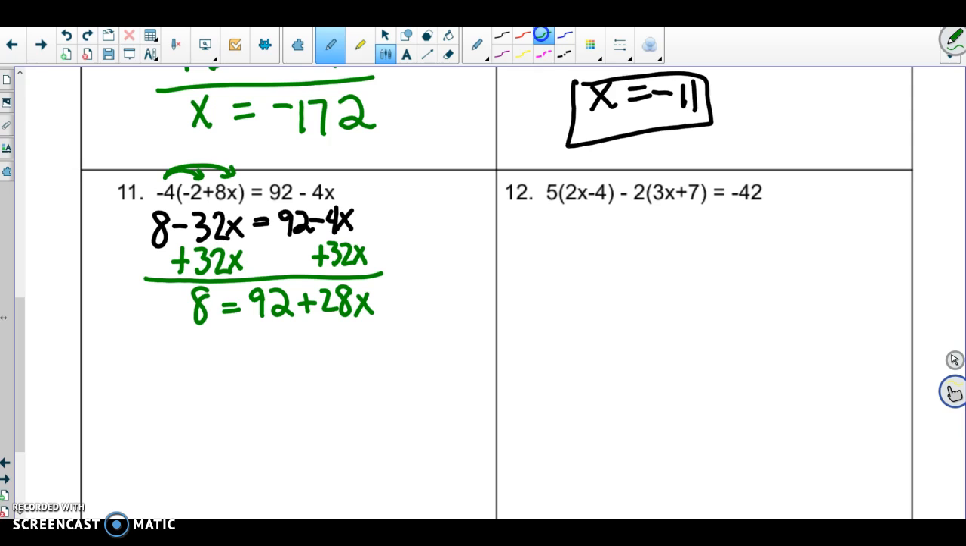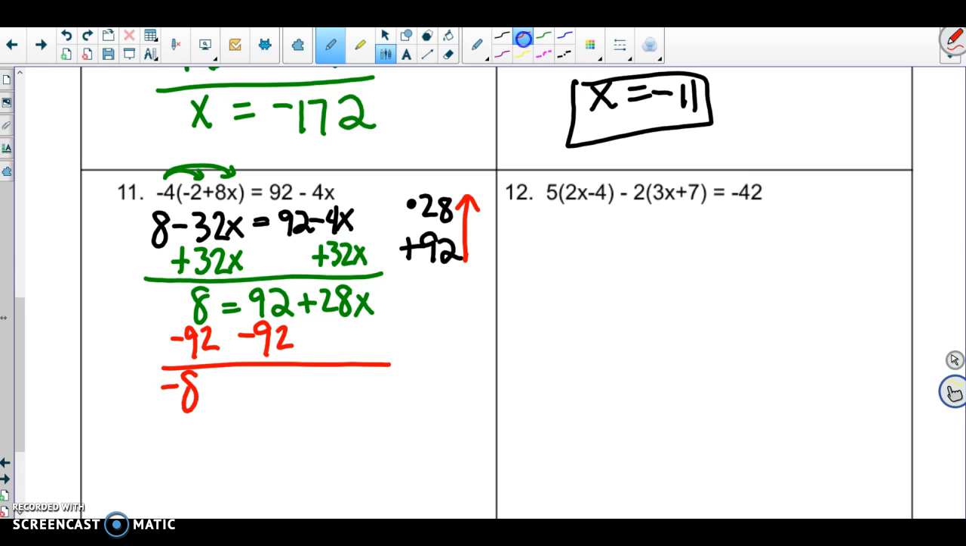So what is happening to x? Well, we're multiplying by 28, and then we're adding 92. So if I'm going to undo that, I need to work backwards. And so if I'm working backwards, I'm going to take care of the plus 92 first. So I'm going to subtract 92. And if I have 8 minus 92, I end up with a negative 84, and that equals 28x. And then my last step would be to divide by 28.